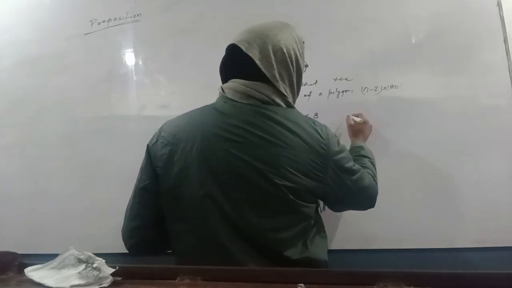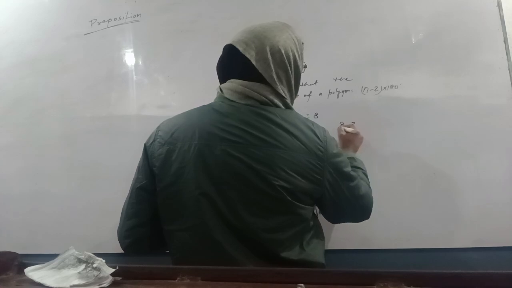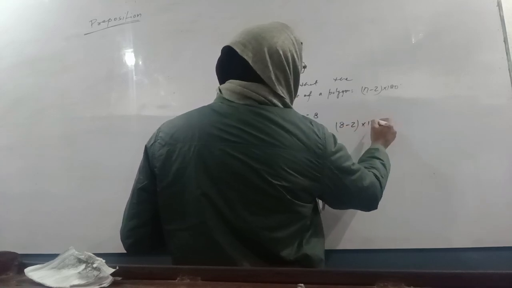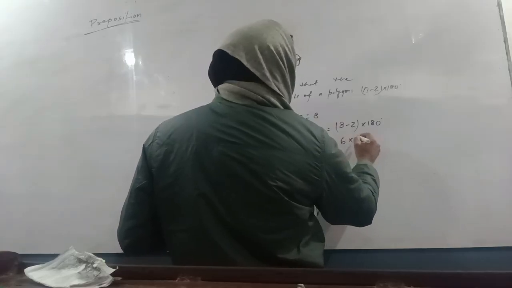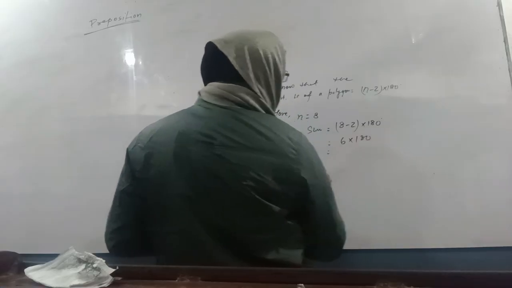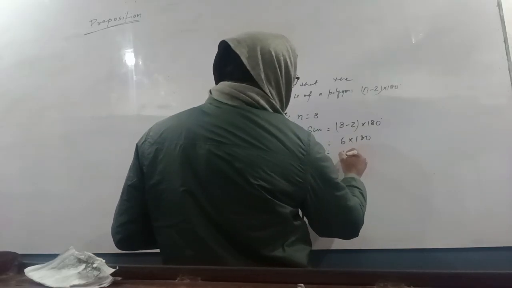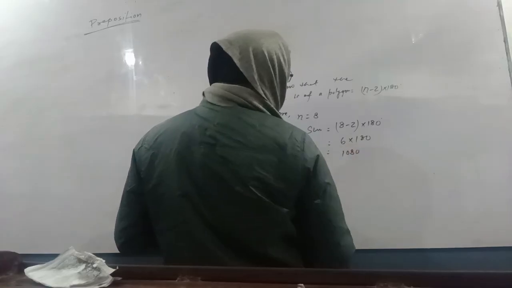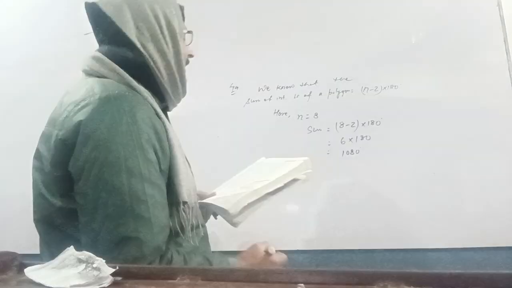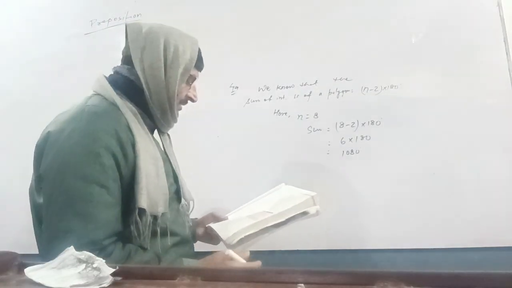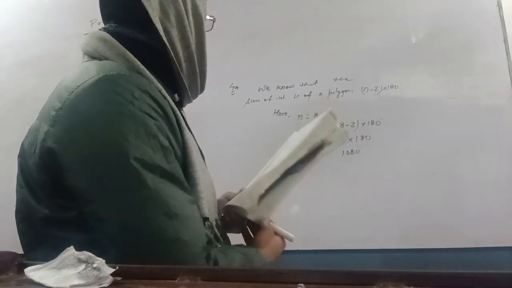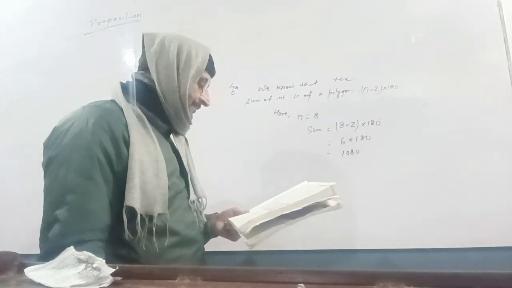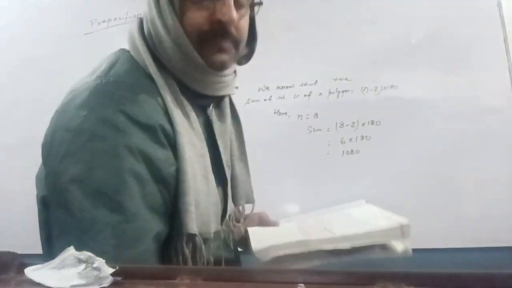So the sum of angles will be (8 minus 2) into 180 degree, 6 into 180 degree. So it will be 1080 degree. Correct? The sum of interior angles of an octagon will be 1080 degree. Clear? Next.